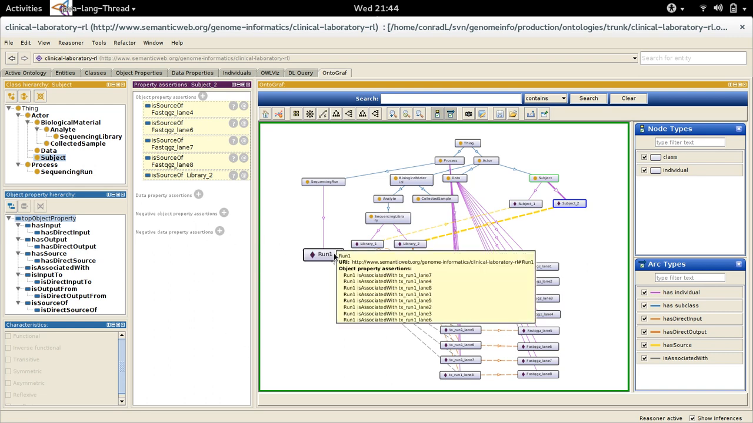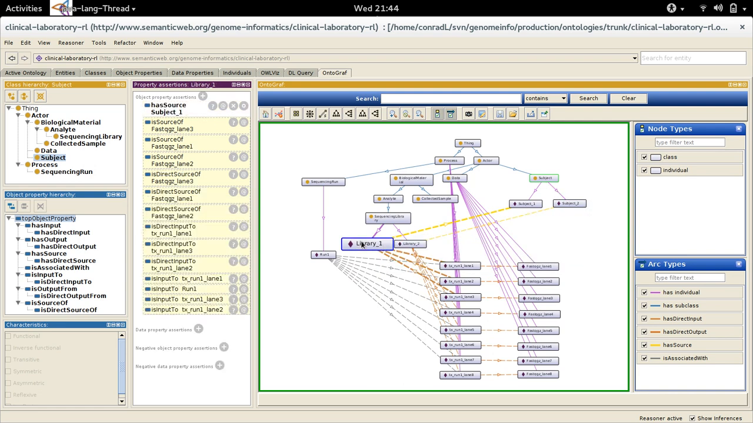If we look at one of the libraries themselves, they have a whole stack of inferred relations. They're the source of all their downstream fastq GZs, so the direct inputs to the lane level processes. They are the inputs to the run, and they're also the inputs to the lane level processes.